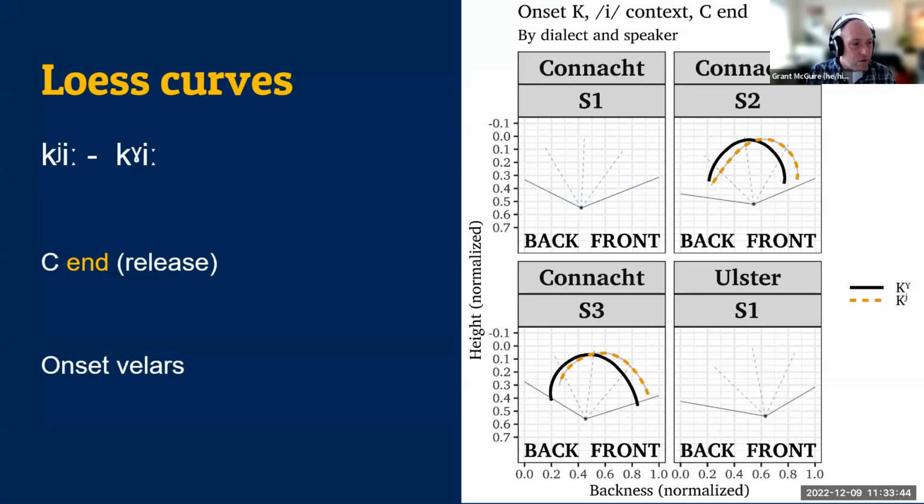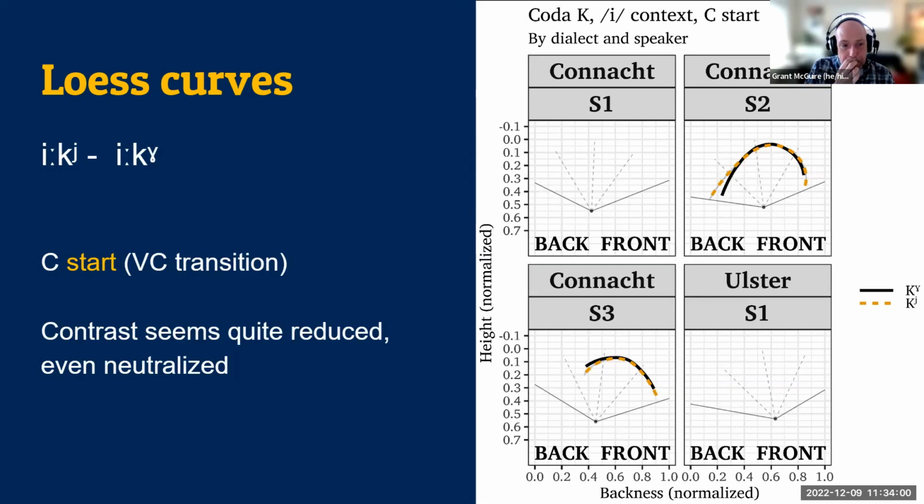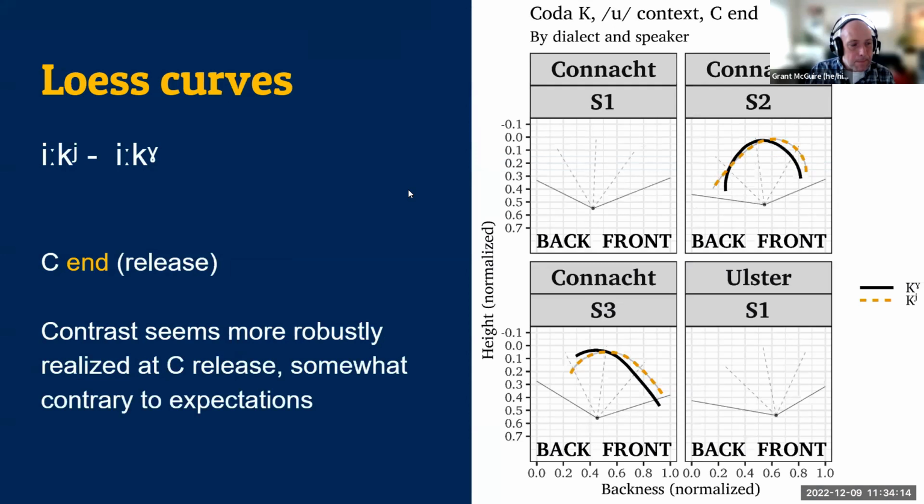And let's look at the dorsals. So for the dorsals, onset, palatalized versus velarized, again, we see a nice contrast for the two speakers that we have full data for right now. And if we look at the transition here, we see that we do not get that nice contrast. Instead we see that the tongue shapes are much more overlapped. If we look at the release, so this is the end of the coda consonant, we see a bit more separation now. So this contrast seems to be a bit more robustly realized at the consonant release, which is a little contrary to what we might have expected.